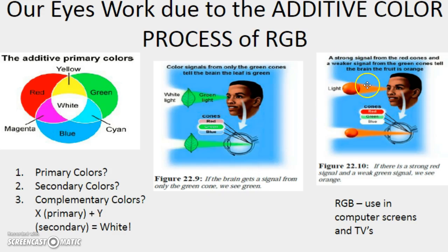So let's talk about orange. Orange is kind of a unique one. A strong signal from red cones, right? Red and green make yellow. But orange isn't yellow. So if I get a strong signal from red and a weaker signal from green, it tells the brain that the fruit is orange. So it's like if there's a strong red signal and a weak green signal, we see it as orange. So orange is actually kind of a redder yellow.